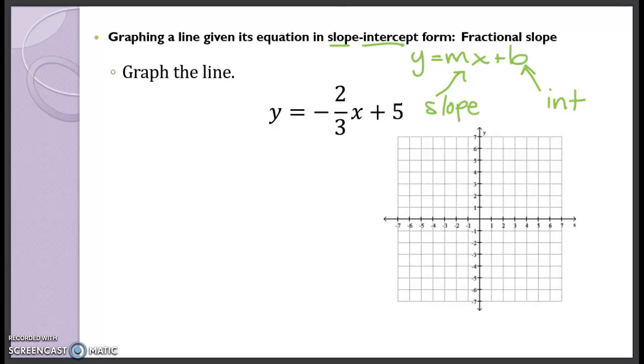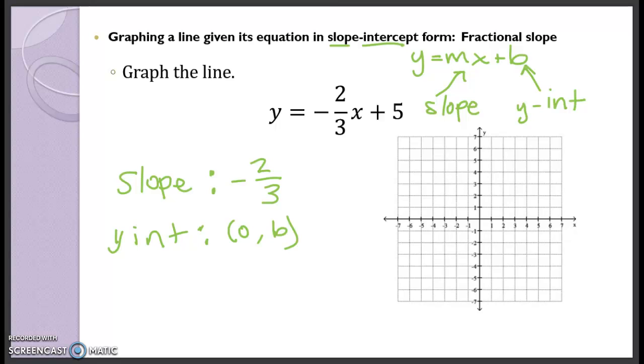Now, this isn't actually our intercept because our intercept is a point, right? This is the y value of the y-intercept. So, our slope is m, or the number in front of the x, so that's going to be negative 2/3. And our y-intercept is going to have a value of b.